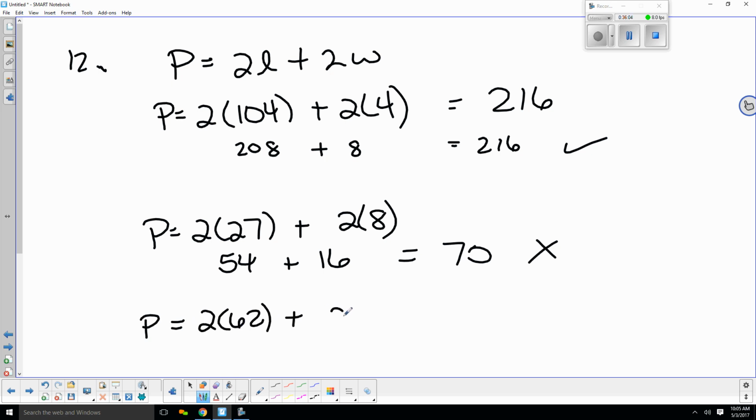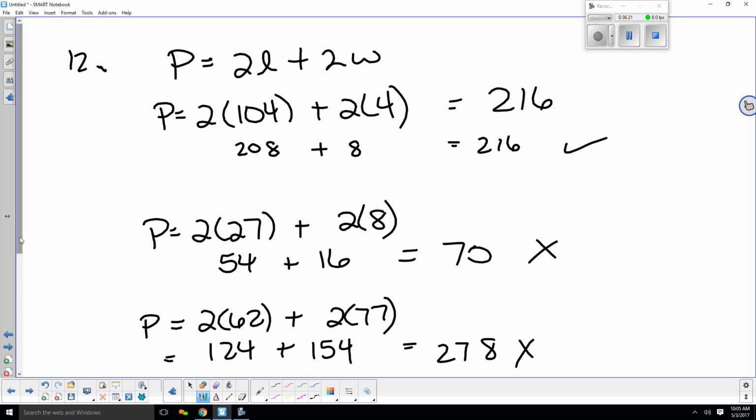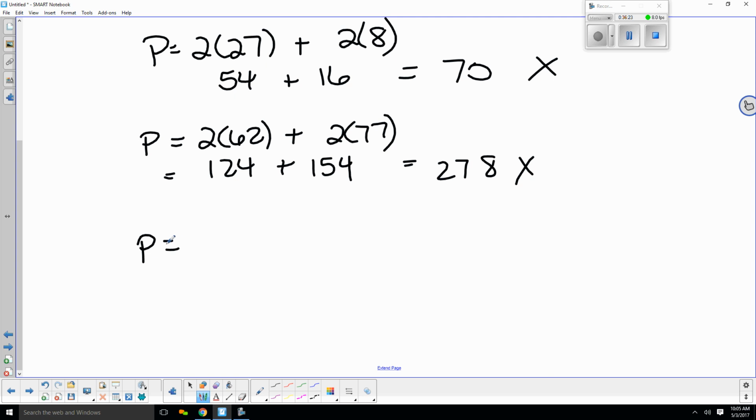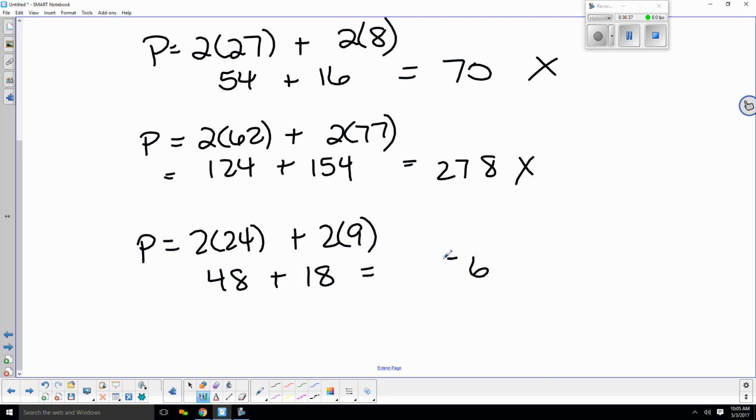So what's 2 times 62? 124. What's 2 times 77? And when I add those together, I get 278. That does not work. I'm going to go back up to the top of the second row. So now I'm going to plug in the 24 and 9. What's 2 times 24? 48. 2 times 9. And when I add these, 66. That one does not work.